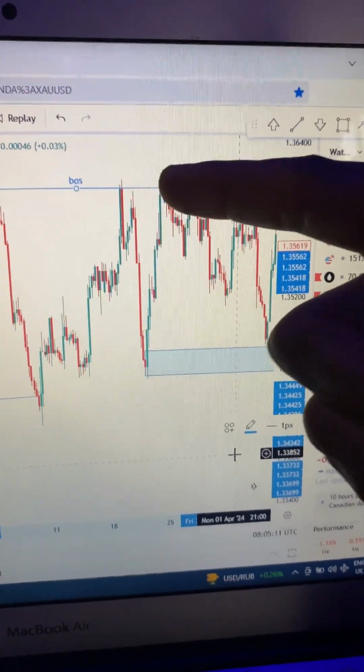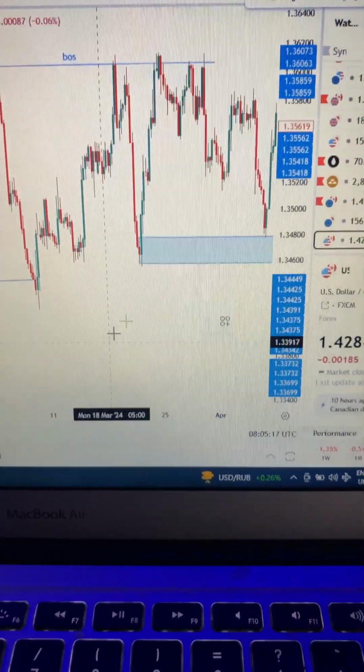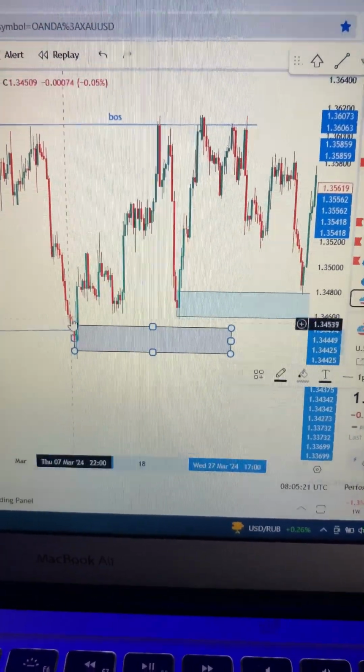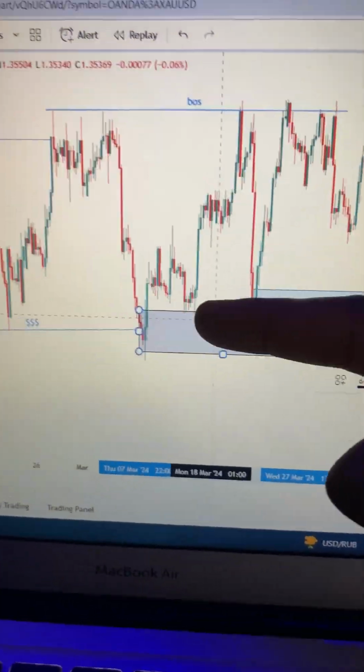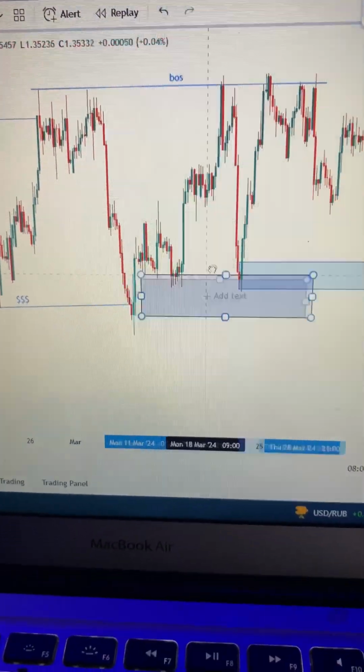So after price breaks out from this structure, what happened? Price gave us a pullback. This could have been our point of interest here. But these zones have been mitigated. All these zones have been mitigated. They are no longer useful. These zones should have been our point of interest.